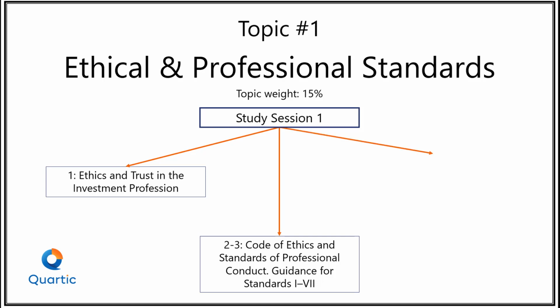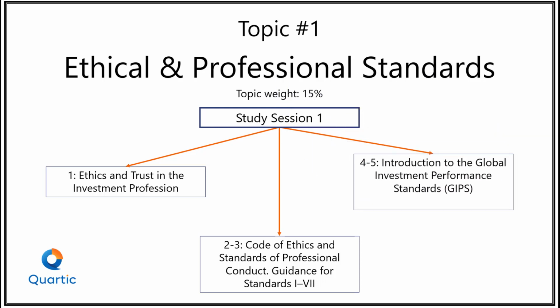The last 2 readings in Study Session 1 cover the Global Investment Performance Standards, so these are readings 4 and 5. The section describes the background to GIPS, and it provides an outline of the rules surrounding the construction, calculation, and presentation of GIPS-compliant composite performance. Exam questions are more likely to be a bit more straightforward than those questions covering the Standards of Professional Conduct, but when it comes to GIPS, pay attention to the detail.